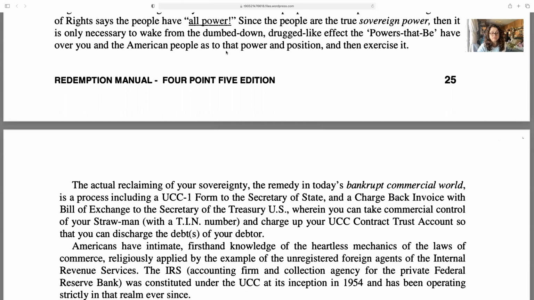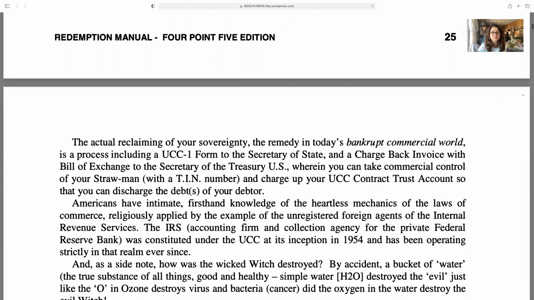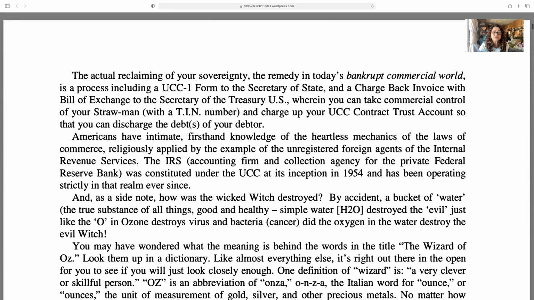Okay, so this is the second reading of the Redemption Manual 4.5 edition. The last time we got up to page 25, so now we're going to start reading page 26. I just got to figure out how to scroll this up. Okay, there we go.